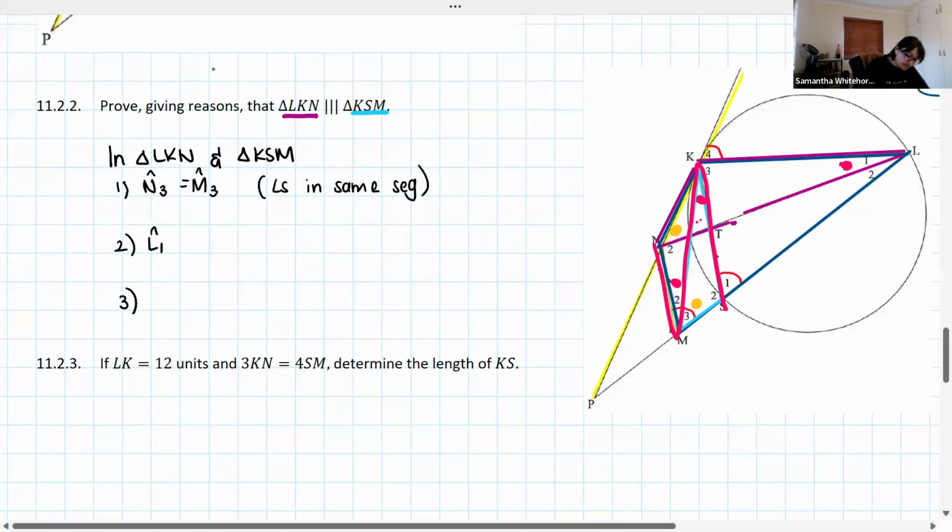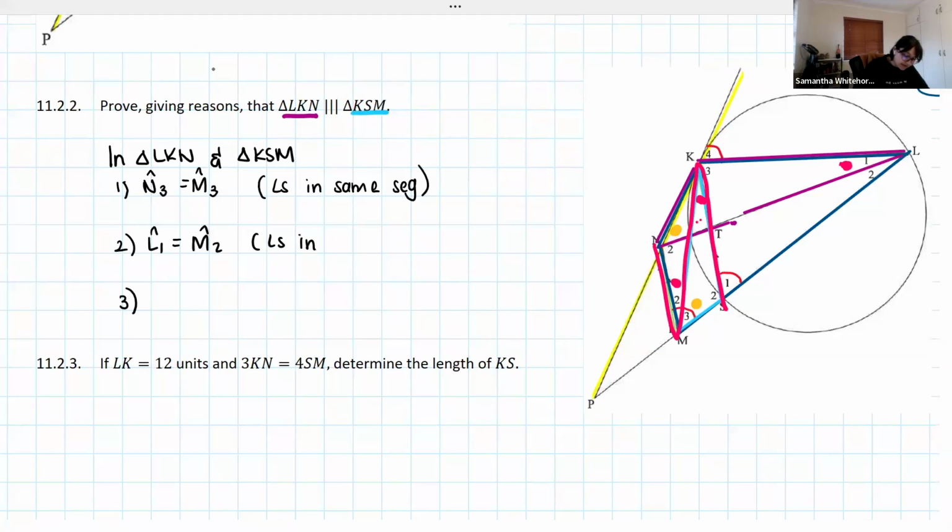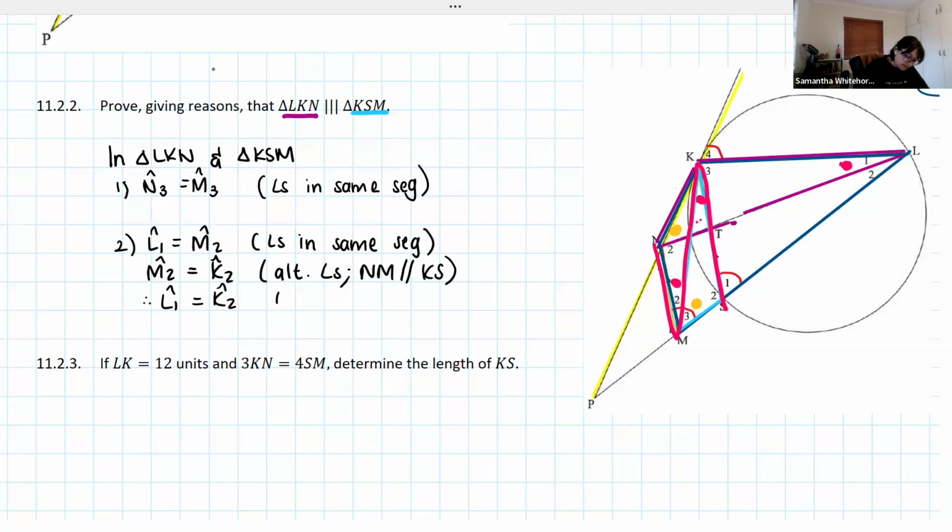So the first thing we said was that L1 was equal to M2, because again, angles in same seg. And once we had that, we said that M2 was equal to K2 because of alt angles. Alt angles, there we go. NM or MN doesn't really matter, parallel to KS. And because of all of that, because both L1 and K2 are equal to M2, they are equal to each other. It's the same conversation we had earlier.